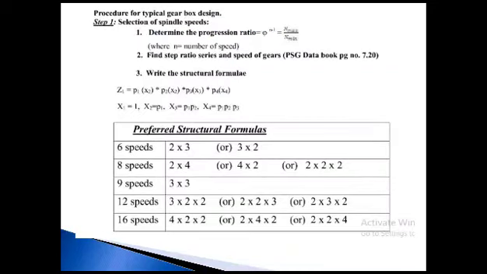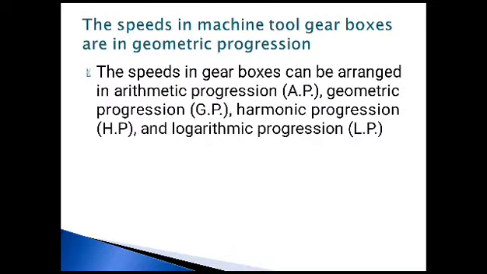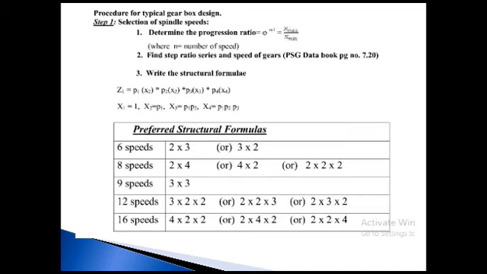So there are certain design procedures. Before seeing that, the speeds in machine tool gearboxes are in geometric progression. The speeds in a gearbox can be arranged in arithmetic progression, geometric progression, harmonic progression, or logarithmic progression. So there is a certain procedure for designing a gearbox. The first step is the selection of the spindle speeds. We have to determine the progression ratio by using the formula here.